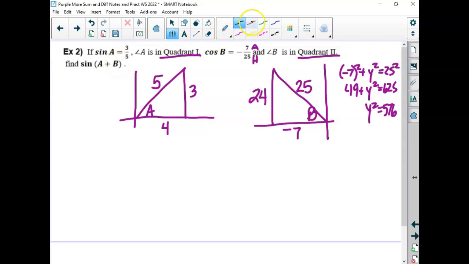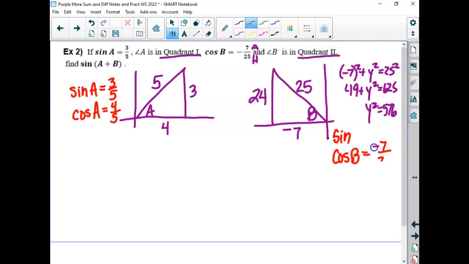So they gave us that the sine of this first one was 3/5. And what was the cosine after we drew it? 4/5. It's very quiet. Is everybody okay that the cosine was 4/5? Okay, what about this one? They gave us the cosine, but what's the sine? Okay, what are we supposed to find? Sine of A plus B.